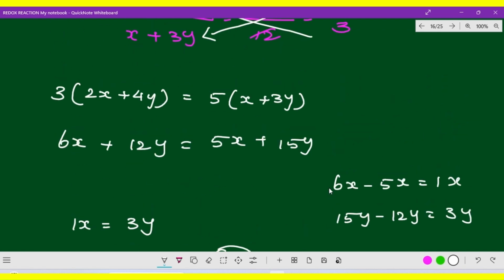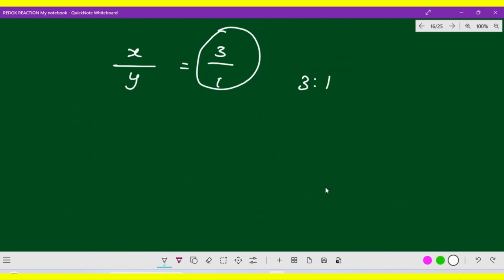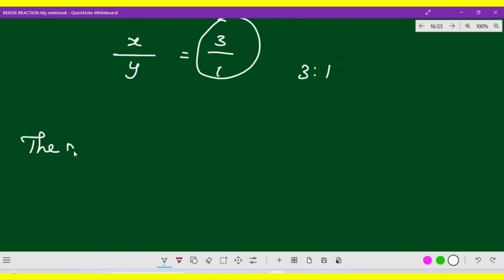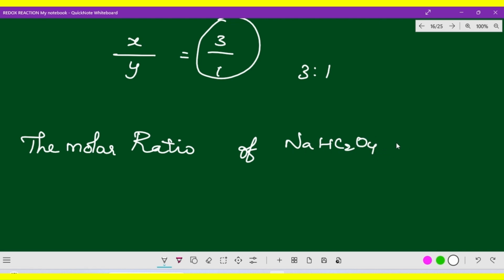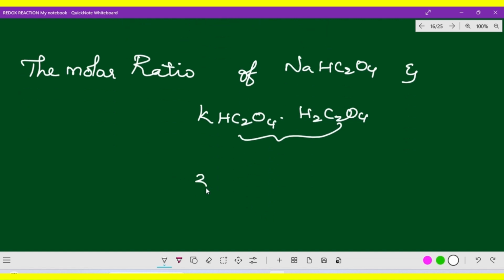I hope you got a very clear idea. The molar ratio of NaHC2O4 and KHC2O4 H2C2O4, these both are a mixture, no? So what is the molar ratio? It is 3:1 ratio. I hope you got that idea.